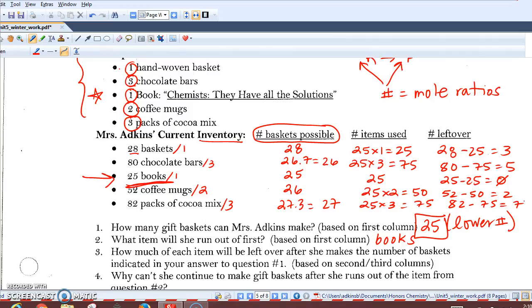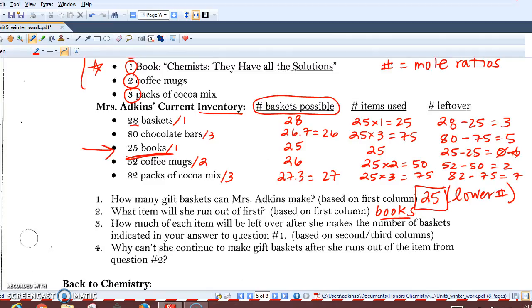So you notice that the thing that limited us is the thing we have 0 of, and that's the definition of a limiting reactant. Now, question 4 says, why can't she continue to make gift baskets after she runs out of the item from question 2? Well, could I potentially make a basket out of the basket and the chocolate bars and the cocoa mix and the coffee mugs that I have left? Sure, but it doesn't meet the recipe, right? We ran out of books.